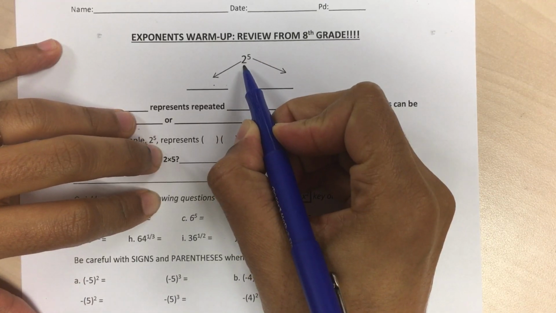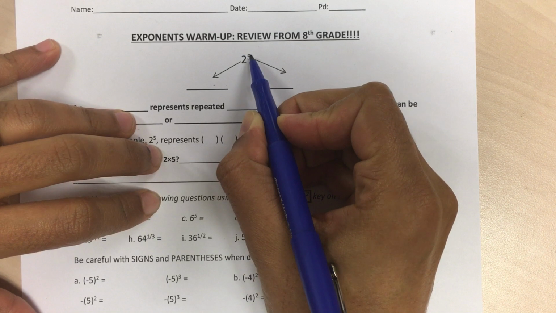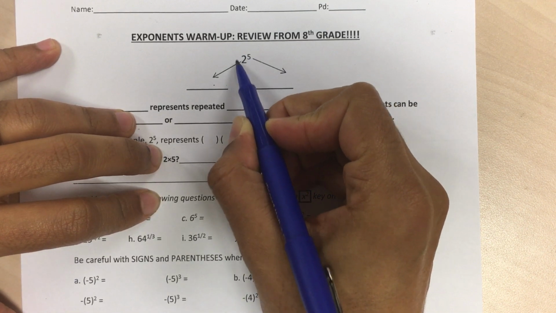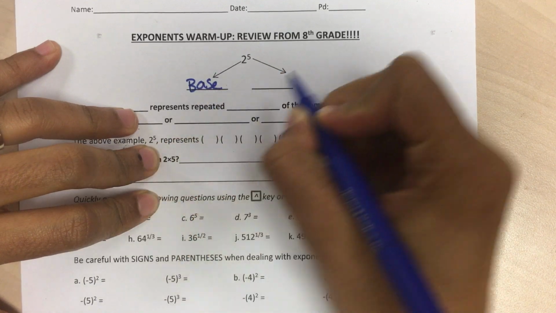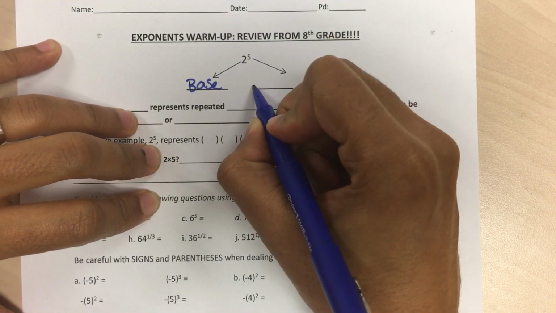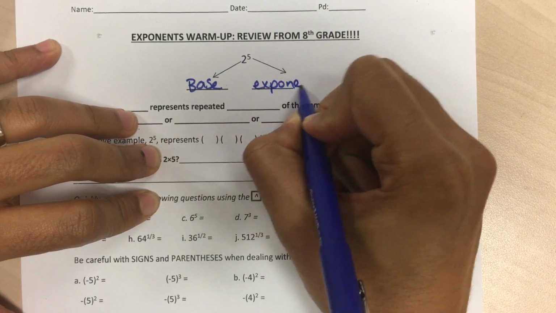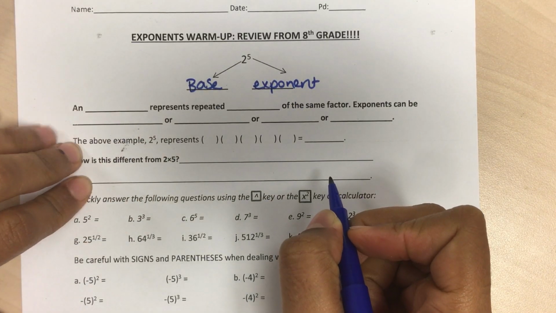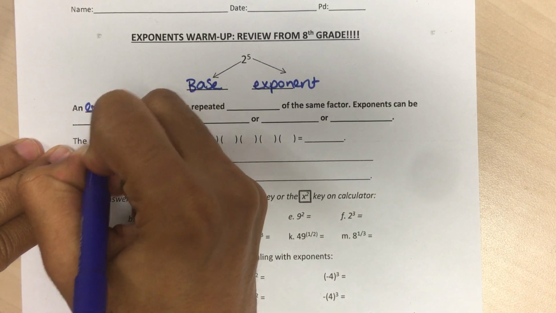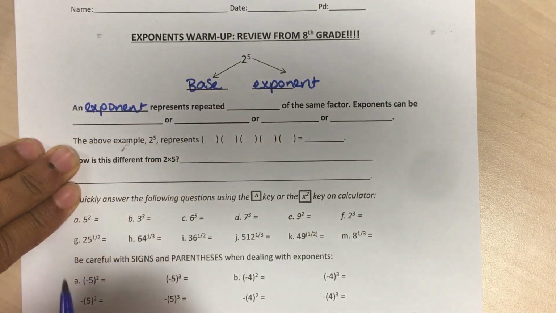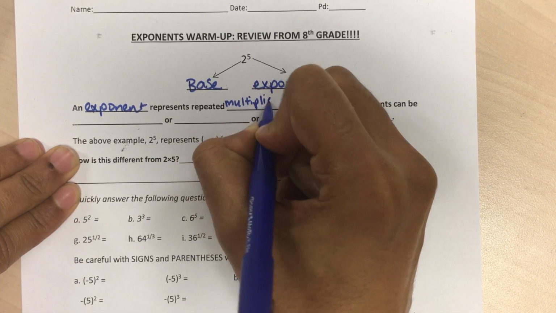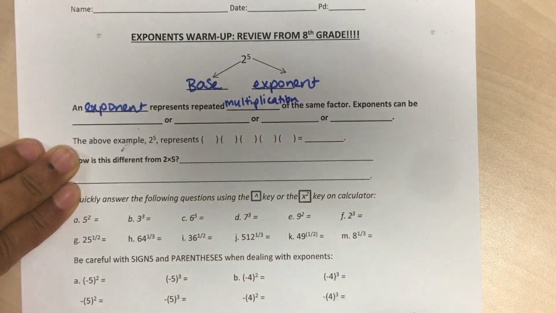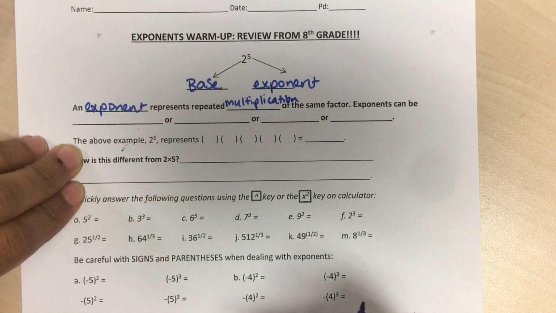When we have, first of all, how do we say this? This is 2 to the 5th power. This 2, this large number, is called our base. This teeny tiny number up top is called our exponent. An exponent represents repeated multiplication. When I multiply over and over and over again, it's time to utilize an exponent.